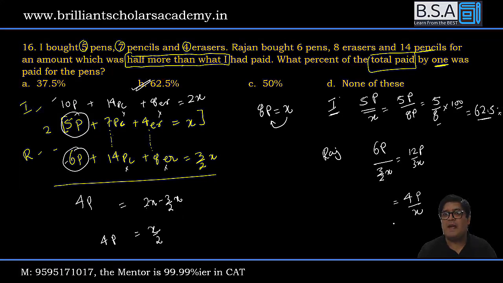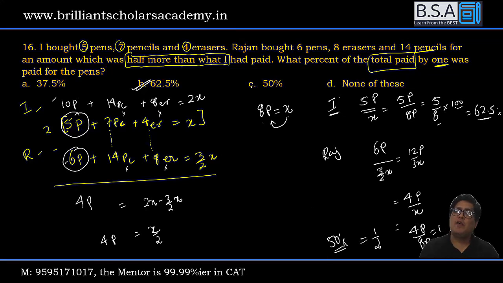You will understand why I am doing this. What is x equal to? X is equal to 8p. So 4p upon 8p is equal to, I'll write on this side, 1 by 2. What is 1 by 2? 50%. So both answers are options.